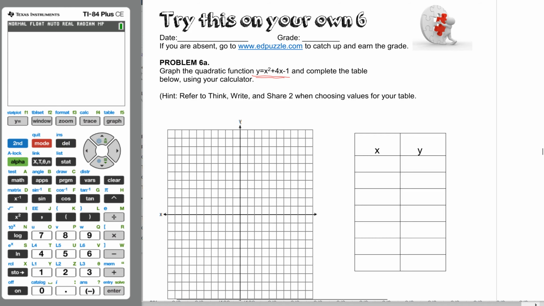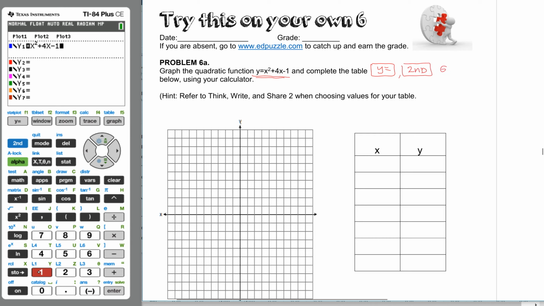Okay. So again, let's enter this one on the calculator, y equals. That's the first thing you want to press in the calculator. Let's clear what you have there. So you have now x squared plus 4x minus 1. Okay, and the next thing you need to press on the calculator is second, then graph.